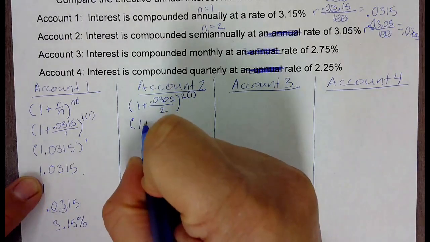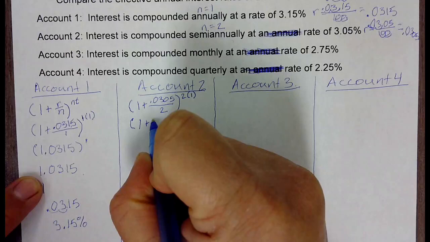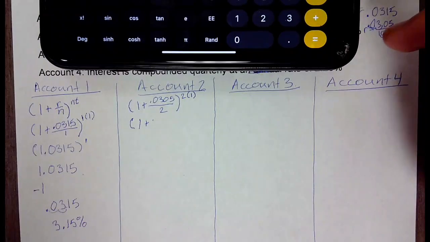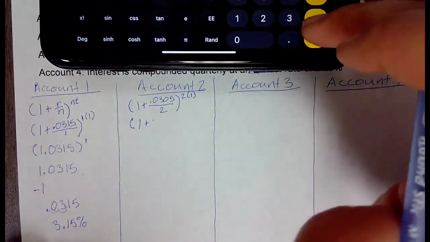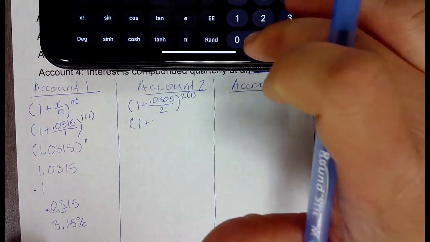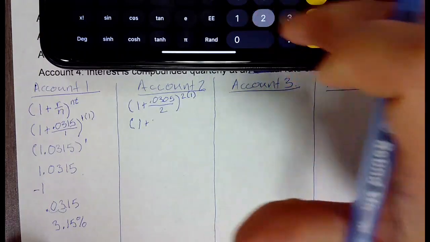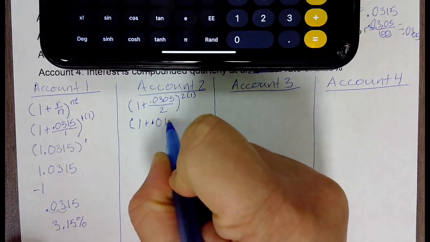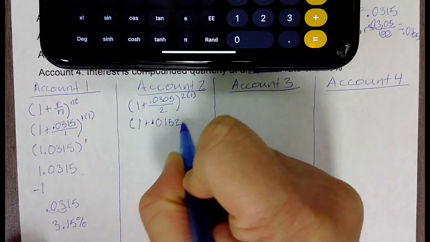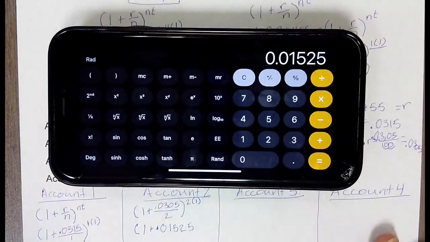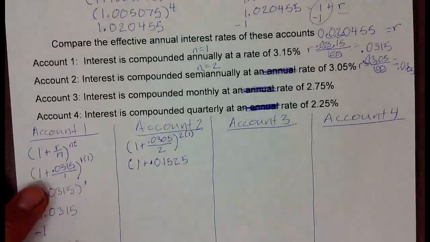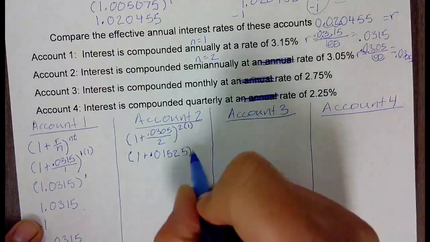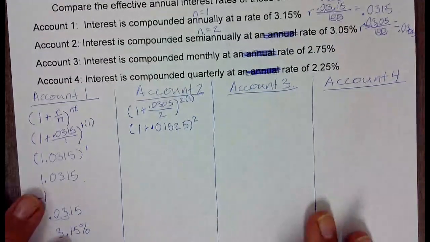So I have 1 plus, I'm going to go on my calculator and divide this out. 0.0305 divided by 2 equals 0.01525. Oh, you cannot see that. There it is. To the power of 2 times 1 is 2, so to the power of 2.